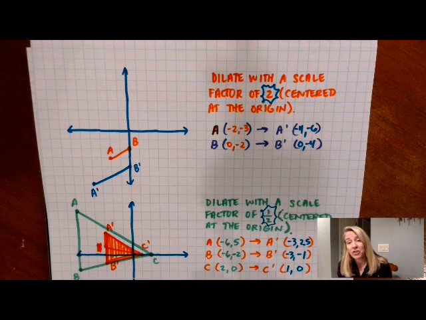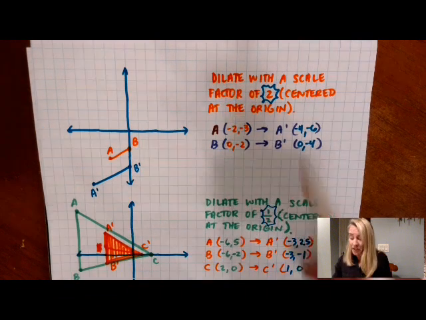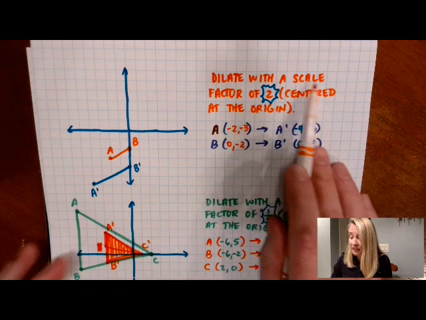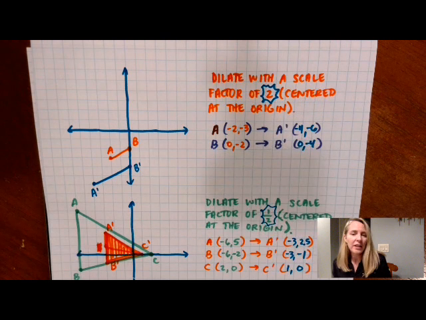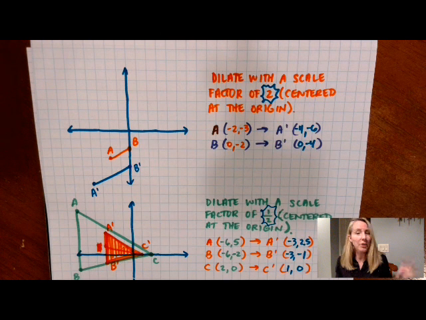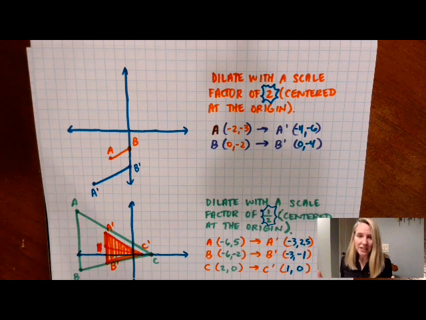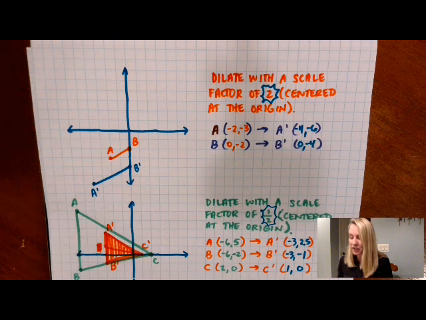Some examples of dilations are right here on this page, and it says, in this example, dilate with a scale factor of 2, and it's talking about centered at the origin. Now, there are different ways to dilate when it's not centered around the origin. It's centered around some other point, but you'll get to that when you get to geometry. So for the sake of 8th grade standards, we're sticking with centering at the origin.